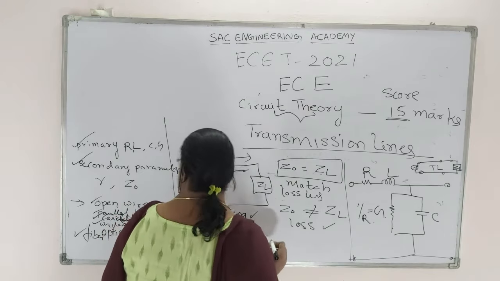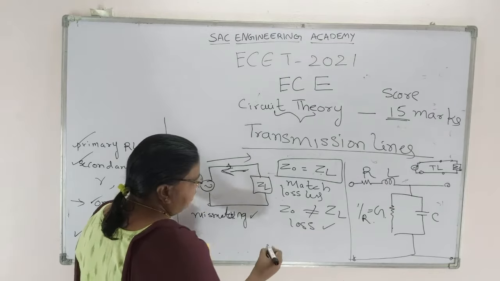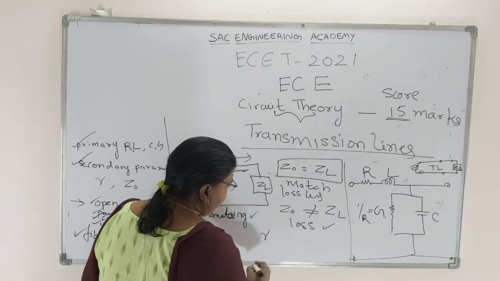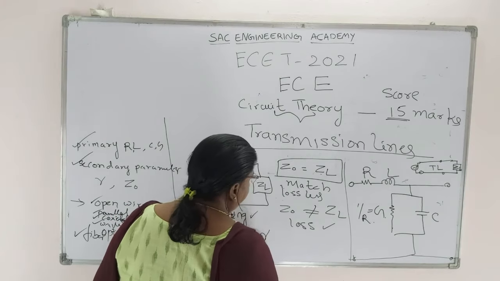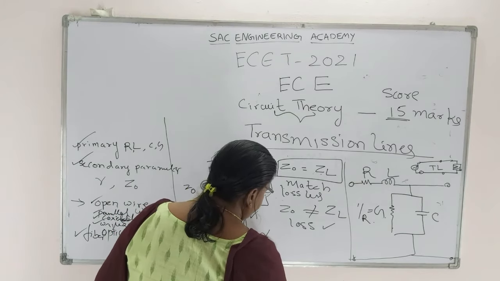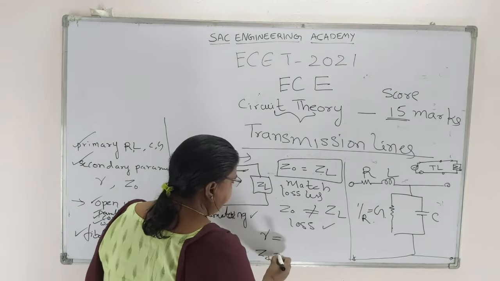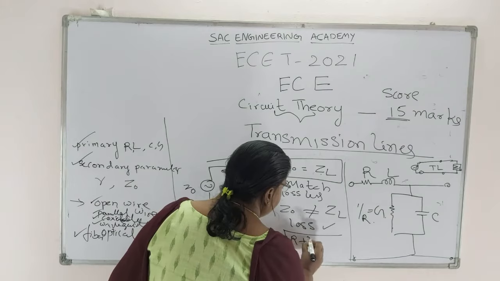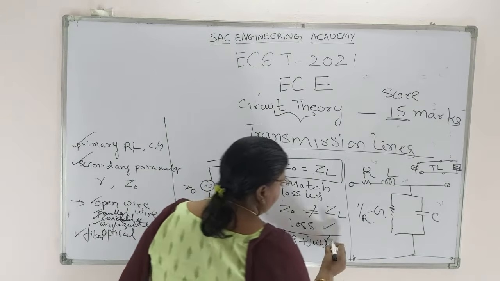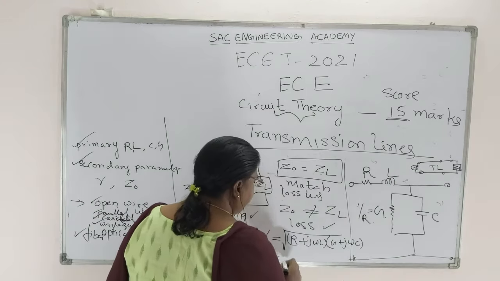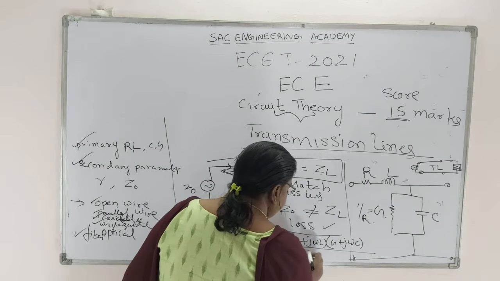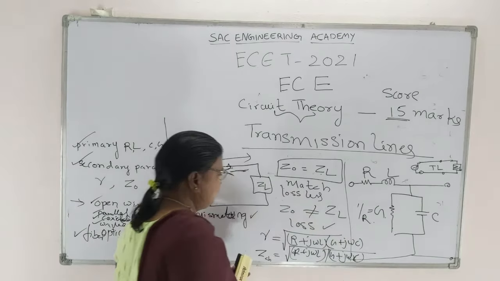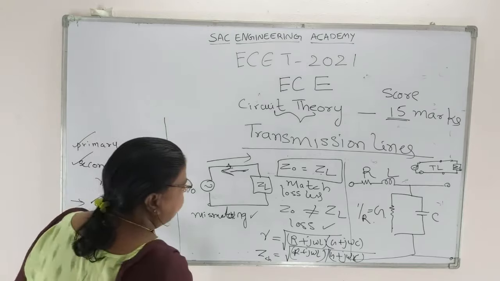Now, all these parameters are in terms of other parameters. What are the secondary parameters? We are discussing these. The secondary parameters are the propagation constant and the characteristic impedance, denoted by ZCH. The propagation constant in terms of primary parameters is derived like this: square root of (R plus j omega L) times (G plus j omega C), and the characteristic impedance is square root of (R plus j omega L) by (G plus j omega C). This is the characteristic impedance.